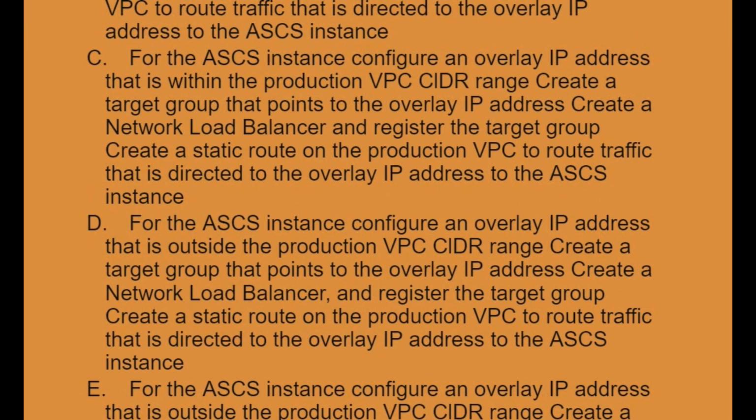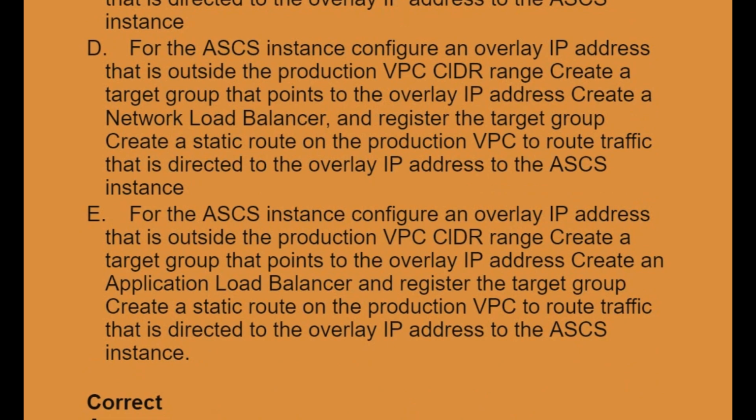Option D, for the ASCS instance, configure an overlay IP address that is outside the production VPC CIDR range. Create a target group that points to the overlay IP address. Create a network load balancer and register the target group. Create a static route on the production VPC to route traffic that is directed to the overlay IP address to the ASCS instance.